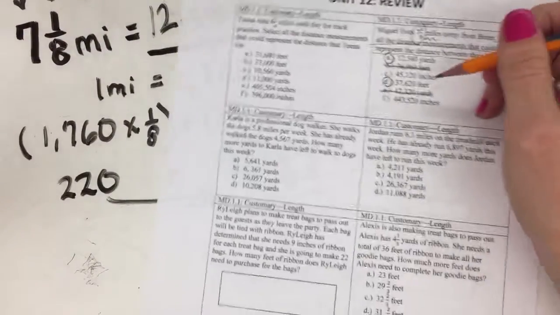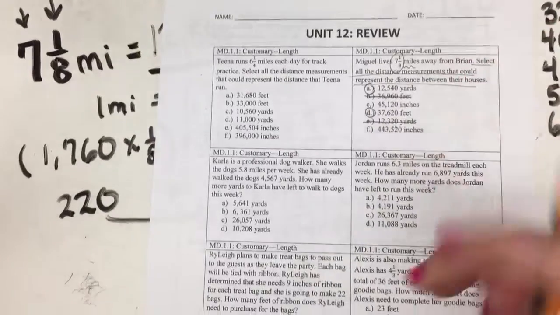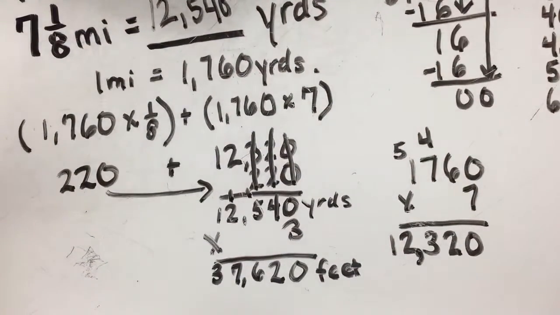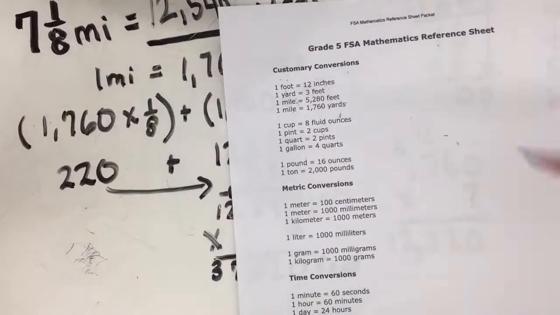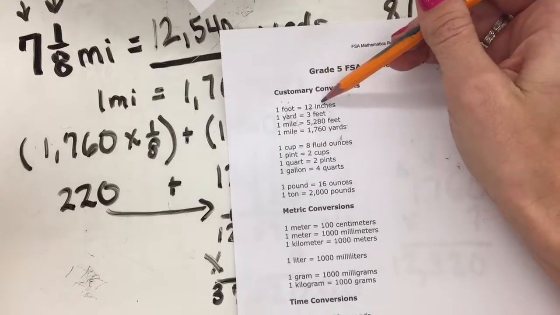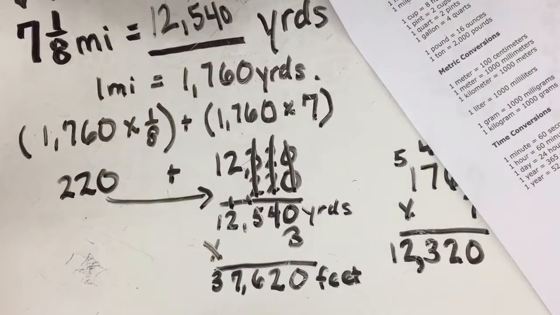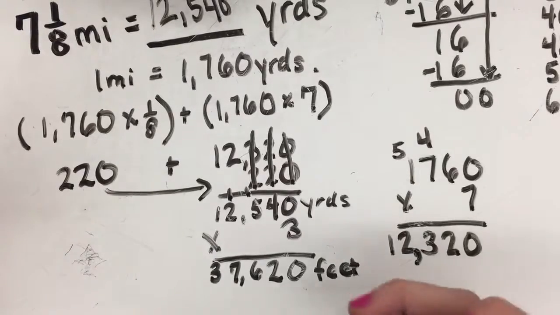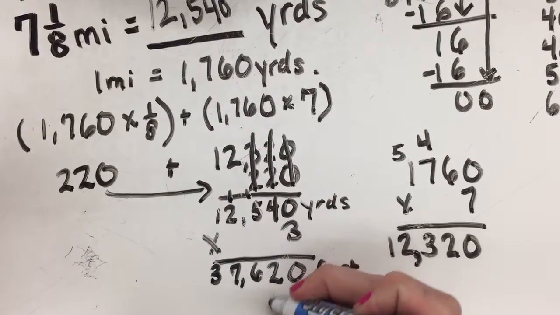So the only unit of measurement that I have left to look at is inches. So I'm in feet, and again, I'm going to go back to my reference sheet and see how many inches are in a foot. Well, I can see right there that 1 foot equals 12 inches, and I have 37,620 feet. So I'm going to take that and multiply it by 12 inches in each foot.